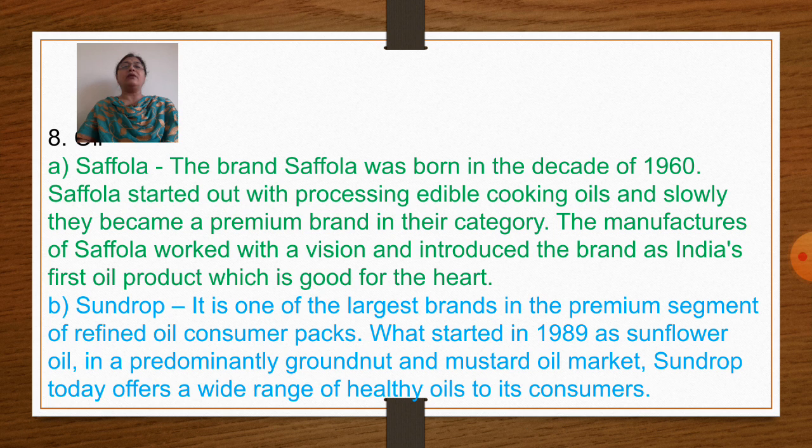Next brand, Sundrop. It is one of the largest brands in the premium segment of refined oil consumer packs. It started in 1989 as sunflower oil in a predominantly groundnut and mustard oil market. Sundrop today offers a wide range of healthy oil to its consumers.